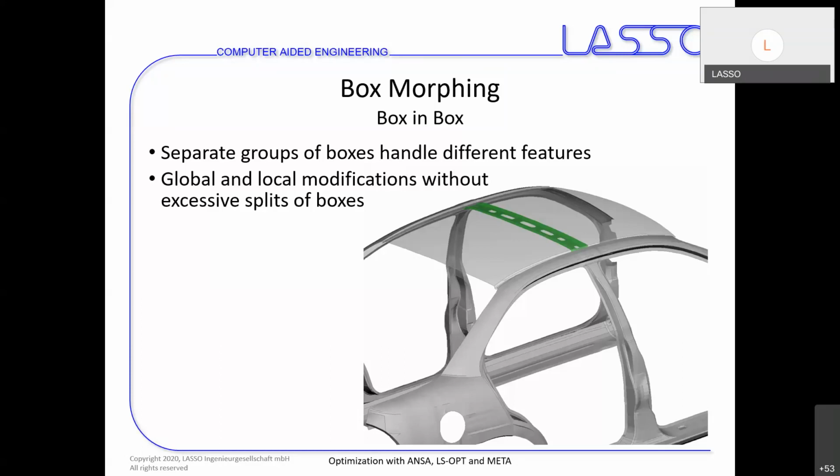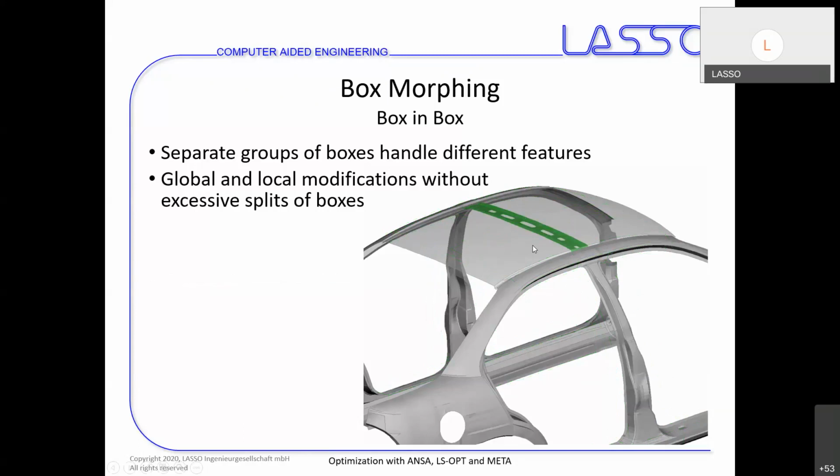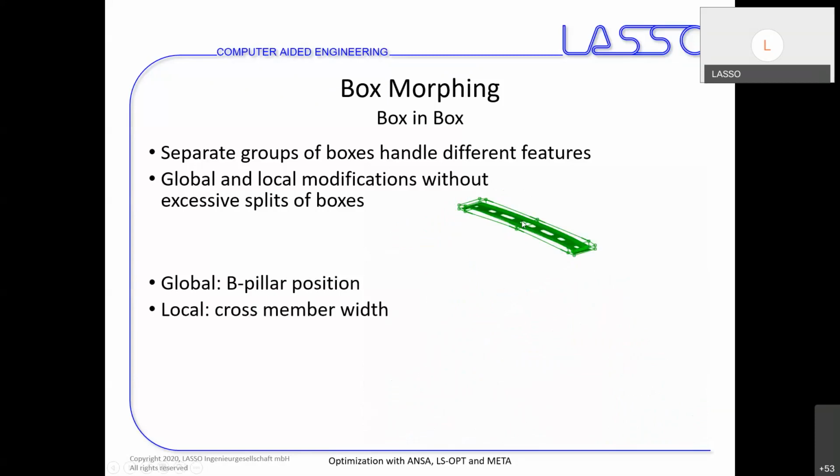Let's see this example here. We have what we call a global morphing, a global modification. And this is the position of the B pillar here. Between left and right side, we have this green part, which is here. This should be at the same location where the B pillar is, of course. But we also want to change the size of this cross member. So I call it a local modification.